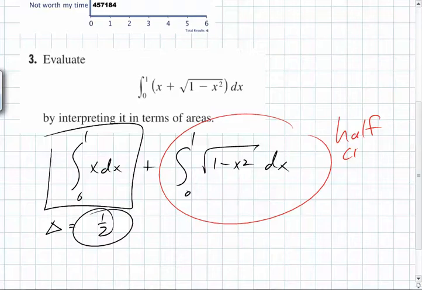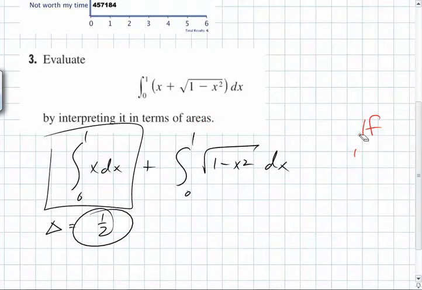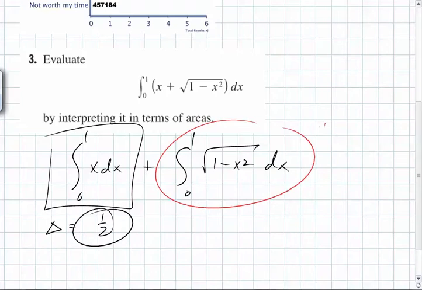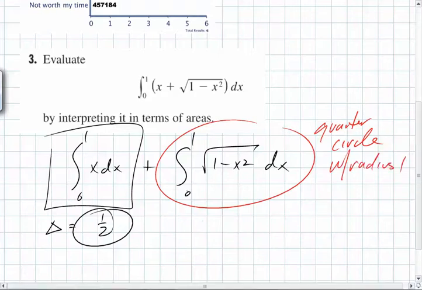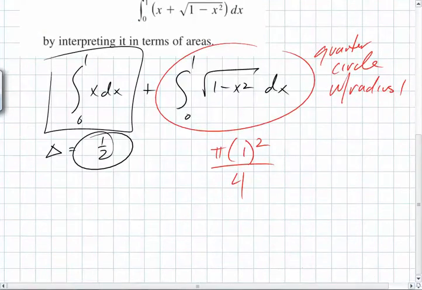Oh, it's from 0 to 1. Ah, it's a quarter circle. Good catch. Quarter circle with radius 1. So the area of a circle is pi r squared, and this is a quarter, so it's over 4. So what's the answer to this? 1/2 plus pi over 4, and you're done.